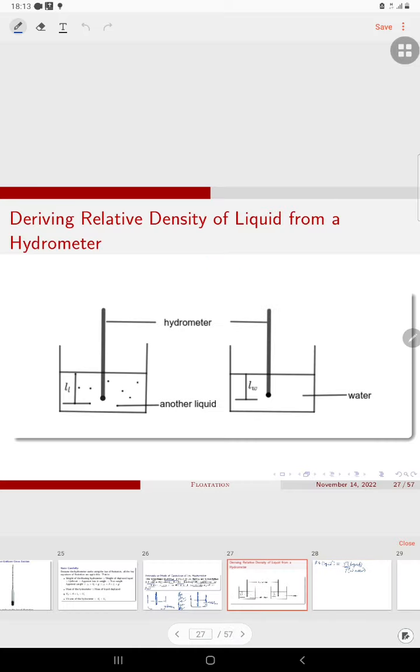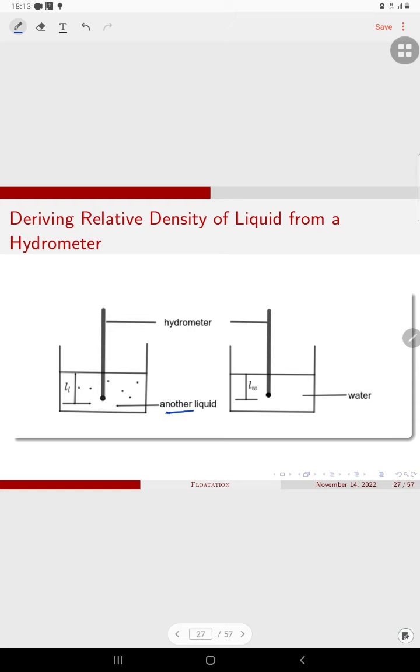If I want to measure the relative density of another liquid apart from water, then I have to insert the hydrometer in both. I insert it in the liquid, and let's say after inserting, the depth to which it sank is LL. Then I'll clean it and insert the same hydrometer in another liquid, water. Because the liquids are different, the hydrometer will not submerge equally. It will submerge differently. So let's assume the length which it submerged in the water is LW.